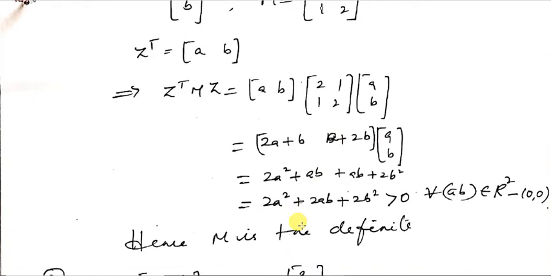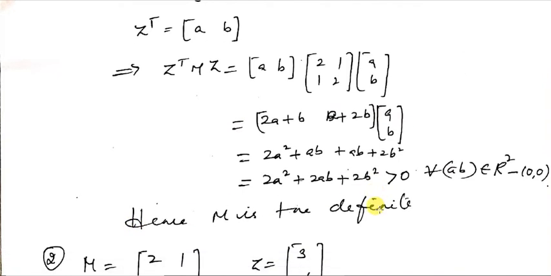Now we have a product of three matrices. Making the product, we get a polynomial in the form 2a square plus 2ab plus 2b square. For every (a, b) belonging to R square minus (0, 0), this is greater than 0, this is not equal to 0. So therefore this quantity should be in R square minus (0, 0). This is the range of the given product. If it is positive, then we say that M is positive definite.